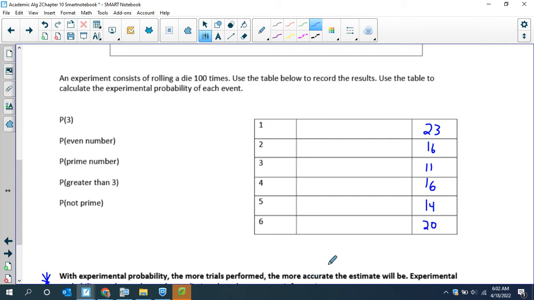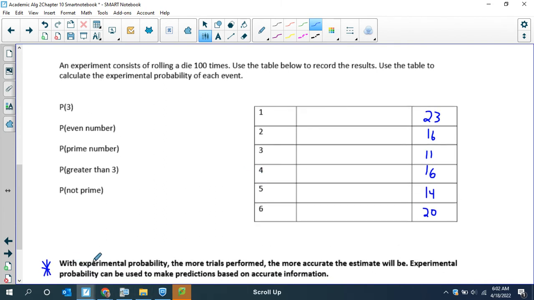And if this was perfect, we know the probability of all these numbers should be even. So what it says down here, it says with probability, the more trials performed, the more accurate the estimate will be. Experimental probability can be used to make predictions based on accurate information. So if we did this like 1,000,000 times, we should see that these numbers should all be very close. Because again, in actuality, they all have the same probability of coming up.